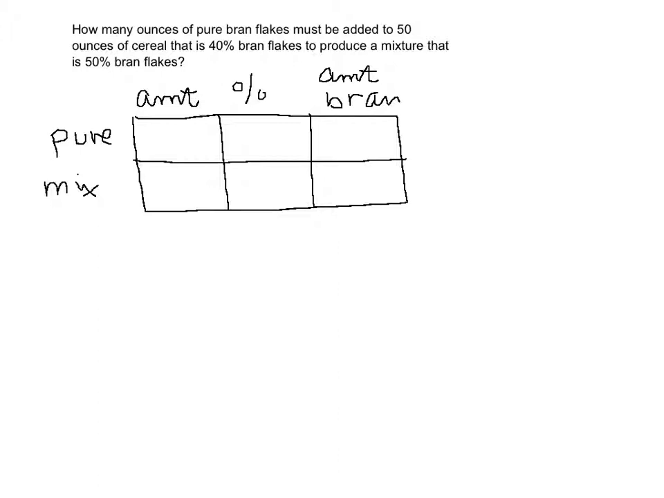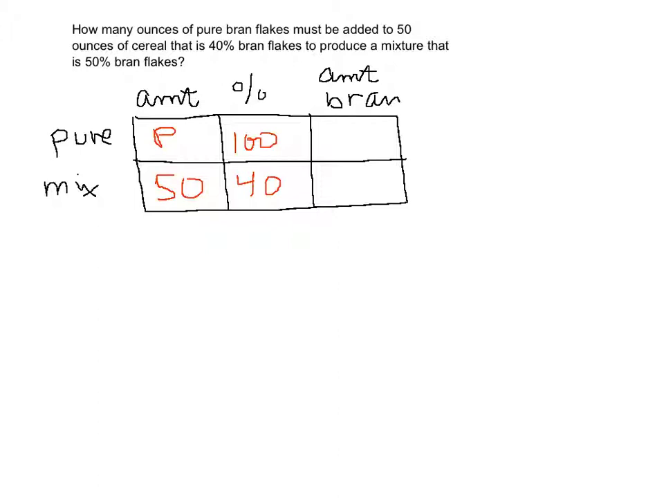So here's one way of setting it up that I think works. What we want to know is how much of the pure, which is going to be 100%, is going to be added to 50 ounces here, which is 40%, to make a mixture that has 50% bran flakes. So let's see what we can fill in. The question is, how much of this pure do we need? So that's P. We're adding it to 50 ounces of the mixture. The percent bran is 100% here. The percent bran is 40% here.